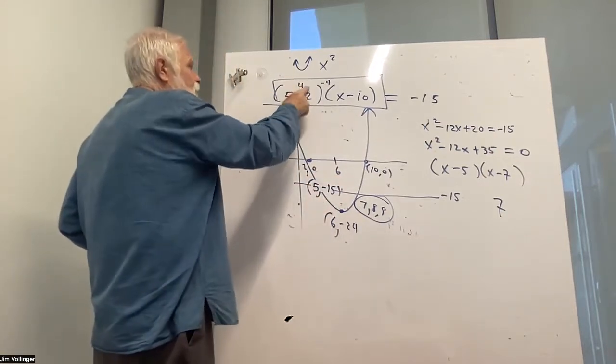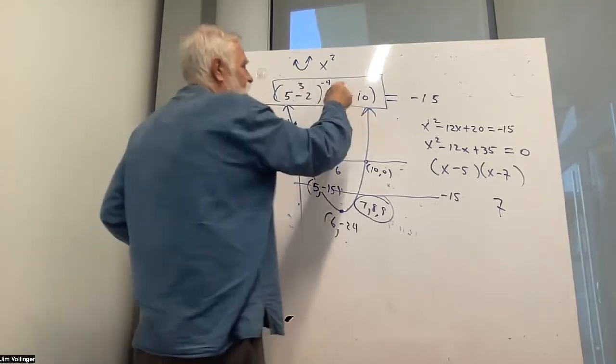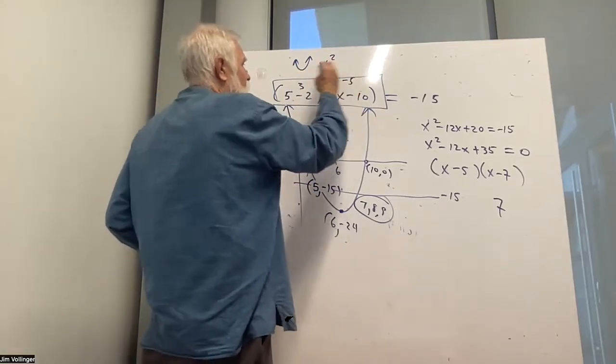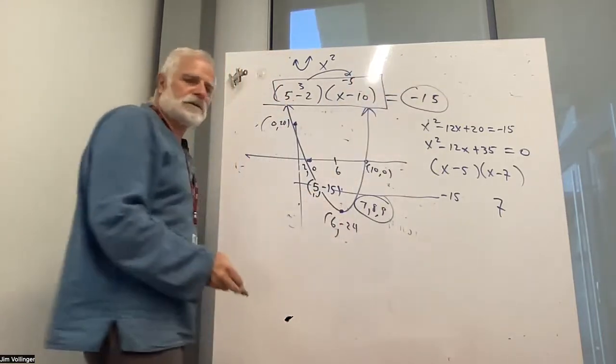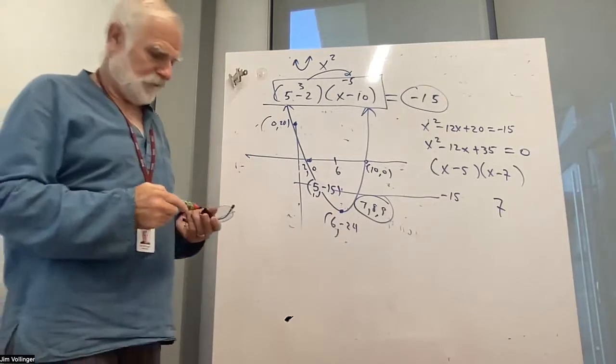So 5 minus 2 is 3. 5 minus 10 is -5. And what's 3 times -5? -15. So that one works, that one works. And that's the third one of rapid fire 5.